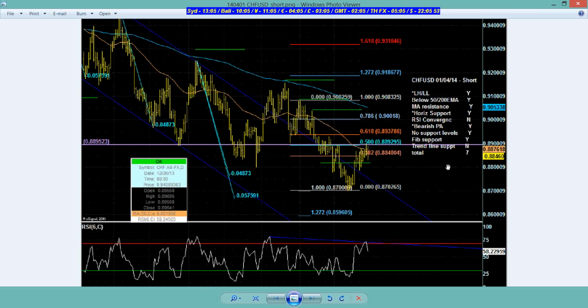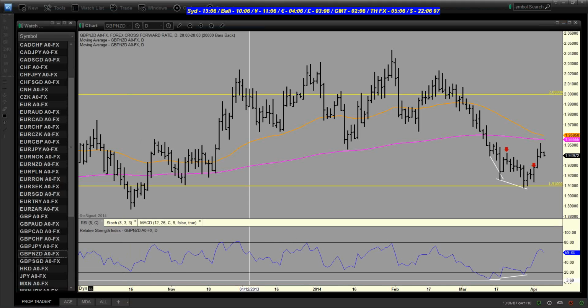RSI is converging. You're giving it a no, but you got convergence. Horizontal resistance, not support. Yep, it has that. So your analysis there is sound.